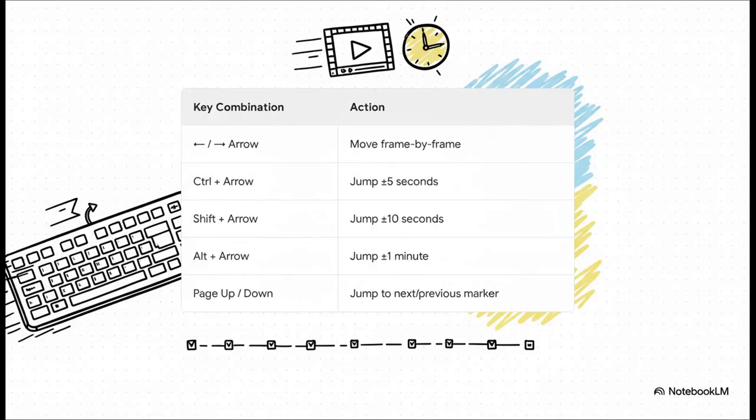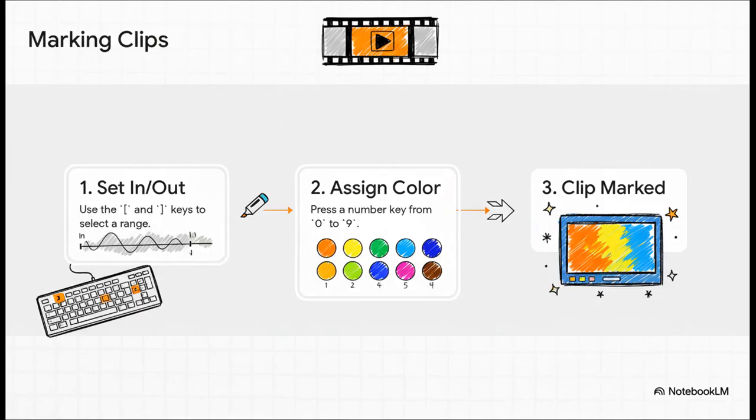Okay, look at this. This table is basically your new superpower. The normal arrow keys give you that perfect frame-by-frame precision. But now, you add a modifier key and you unlock new levels of speed. Hold Control and you're jumping 5 seconds, hold Shift, you're jumping 10, hold Alt, and you can leap a full minute at a time. And once you've made some marks, Page Up and Page Down let you bounce between them instantly. This isn't just learning shortcuts, it's about building muscle memory, turning navigation from a slow thought into a fast reflex.